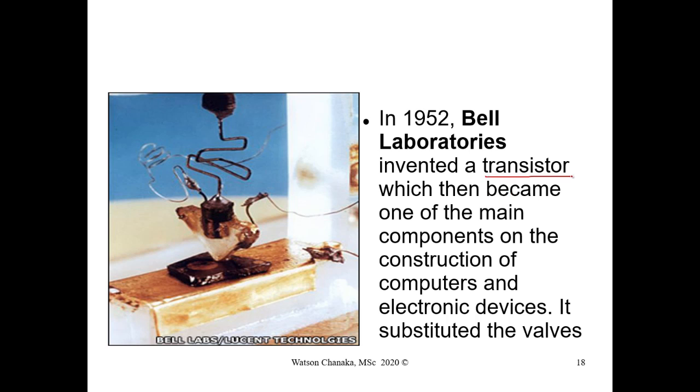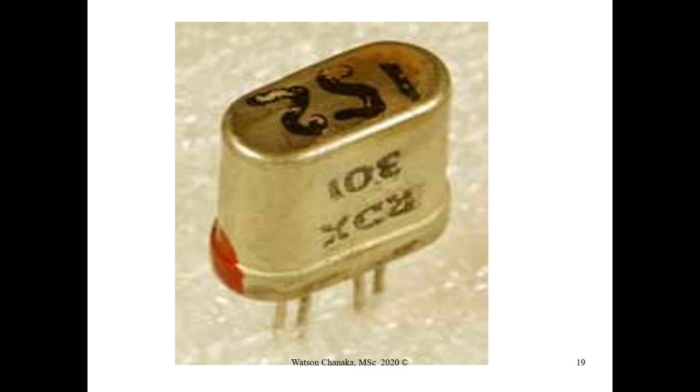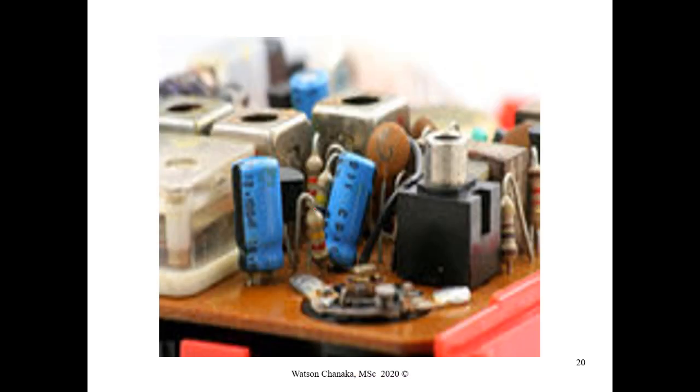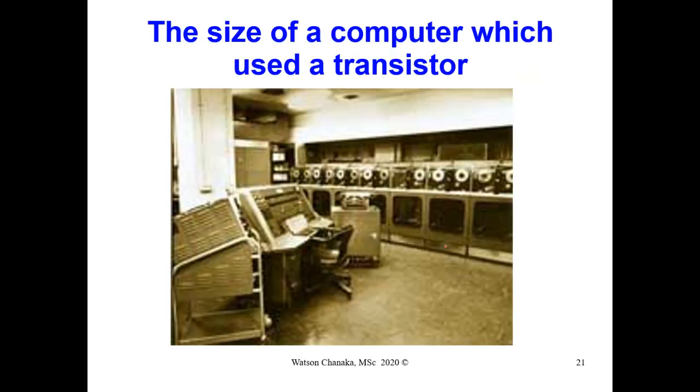They only substituted the valve, but it carried the same function, which then became one of the main components in the construction of computers and electronic devices. It substituted the valves. So this is one of the transistors. They dropped that technology of a bulb for this kind of technology, which was something integrated. Nowadays, if you check any electronic device, we now have a lot of these transistors mounted inside, helping with transmitting data and amplifying the data along the device.